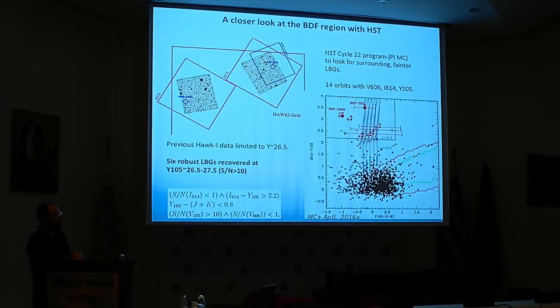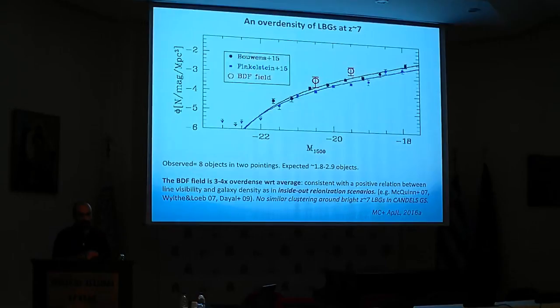Consider that the old data that enabled the detection of the two Lyman alpha emitters were ground-based data limited to roughly 26.5 in wide band, and now we could go deeper by one magnitude thanks to HST. The result we found was that indeed there is a factor of 3 to 4 overdensity in this region. There is no such comparable overdensity around similar Lyman break galaxies of similar luminosity in the other fields.